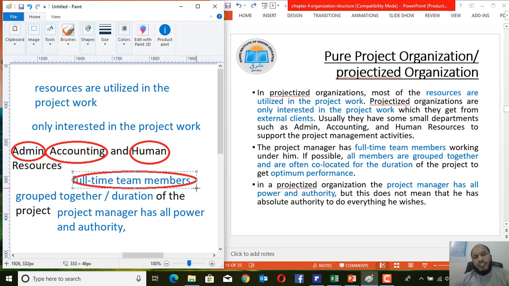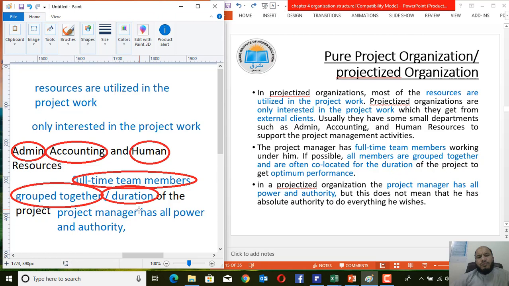They are full-time members and they are working under the control of the project managers. These people are grouped together, as we mentioned in our earlier functional organizational structure, to achieve their department goals. But here people are grouped together until the close of the project, until the end of the project. They struggle to achieve the project goals, to achieve the milestones which have been assigned to them.